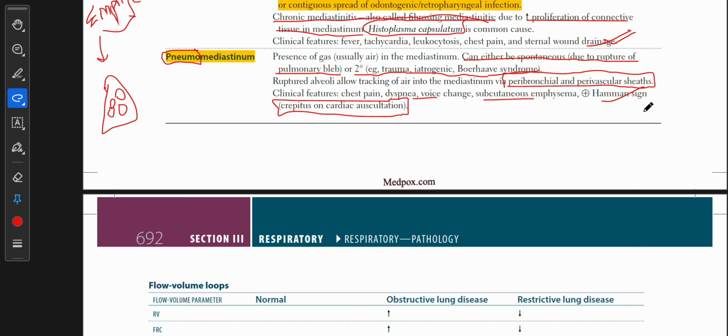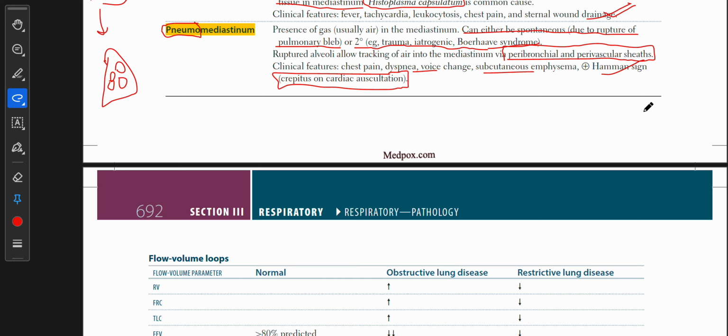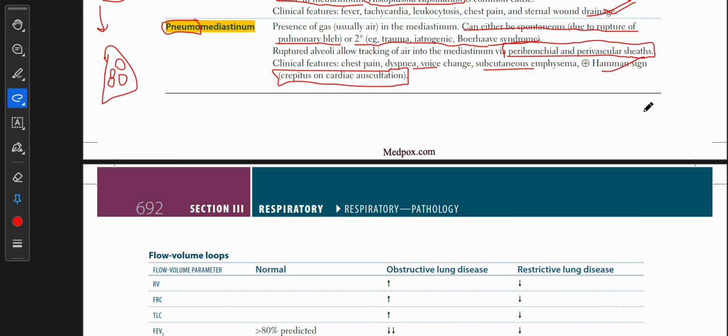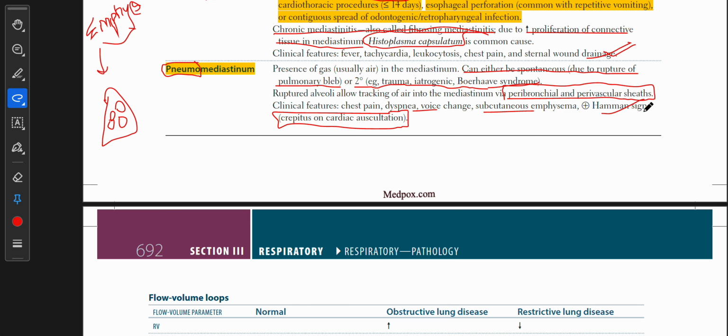That is how we tapped into our mediastinal diseases. We now go to the flow volume loop. Flow volume loop actually helps us to distinguish between obstructive lung disease and restrictive lung disease. Let me tell you something about this crepitus. Crepitus is also a breath sound, and it is caused when collapsed or fluid-filled air sacs abruptly open when you breathe.